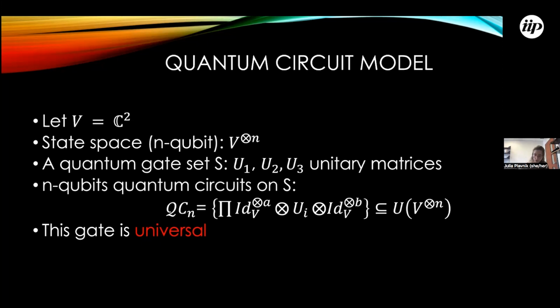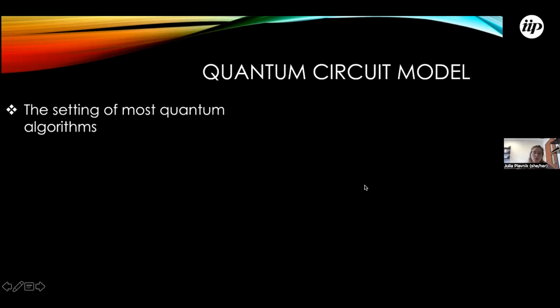And what I mean by universal is that any quantum operation can be approximated. It doesn't need to be equal. It can only be approximated by a sequence of gates in this finite set that I'm giving you. Okay, so that's the idea, but let's make some remarks about this quantum circuit model. One of the things is that this is the setting of most quantum algorithms. For example, Shor's factorization of integers is in this setting.